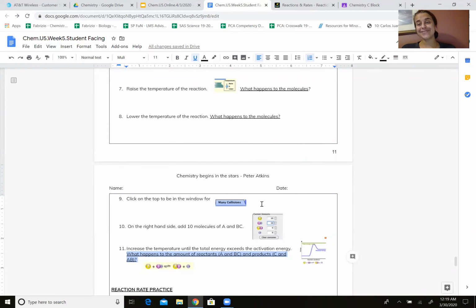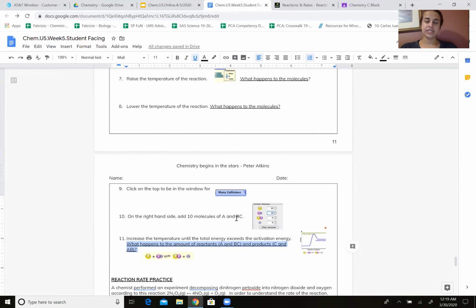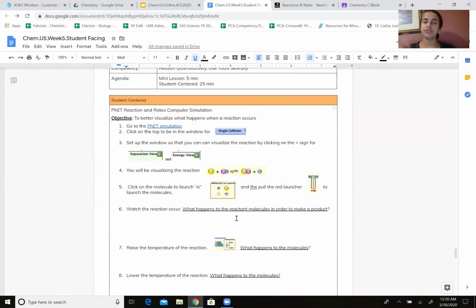So welcome back. You should have completed up until number 11 on page 11 and 12 of your packet. You should have been able to see that simulation of what's going on when reactions are happening, when we're increasing temperature, all that good stuff, and what's happening with our reaction rate.